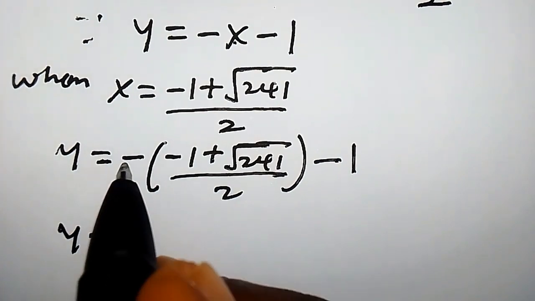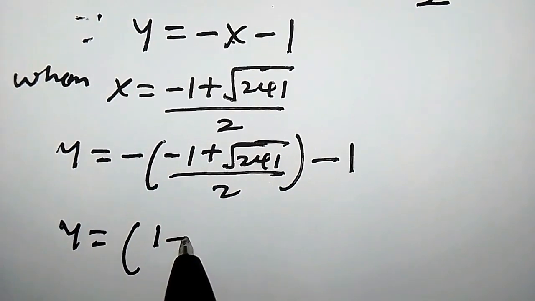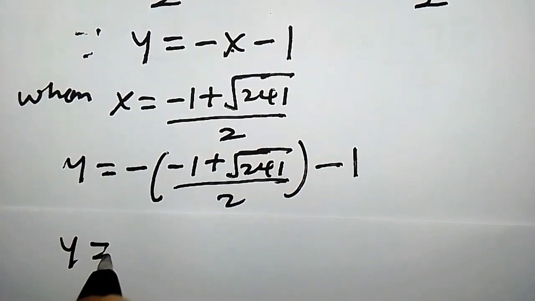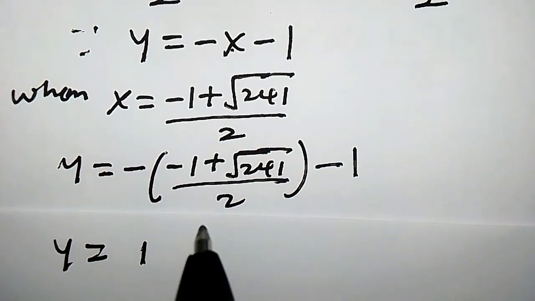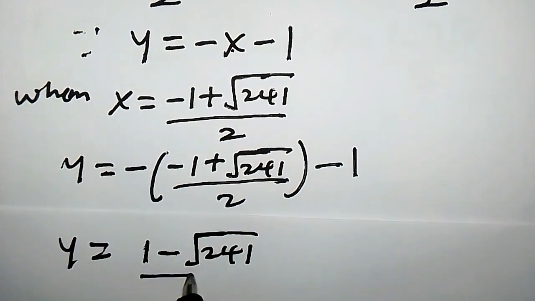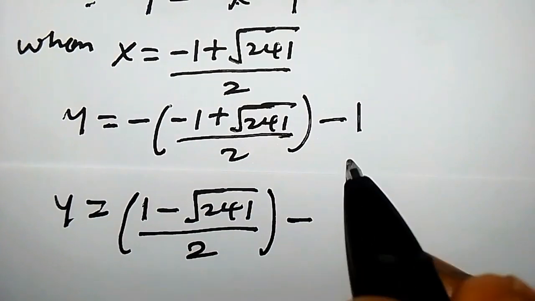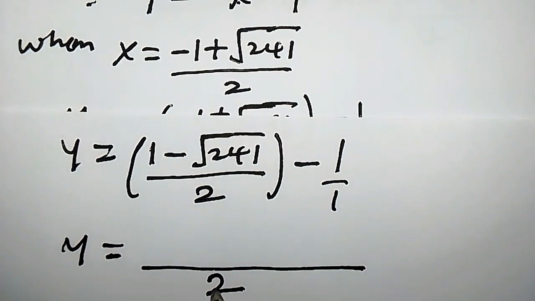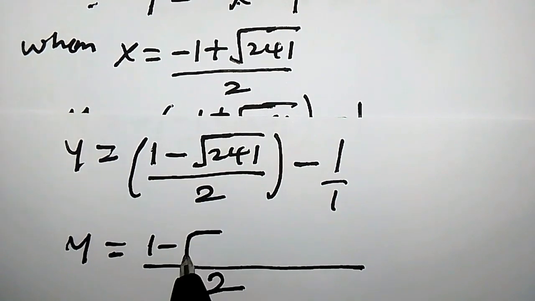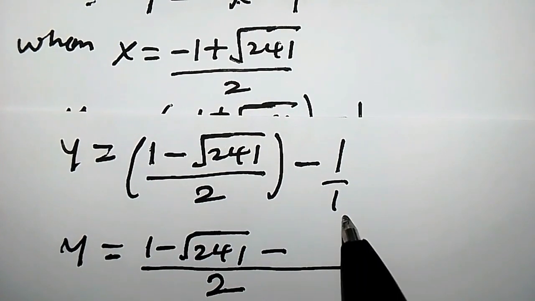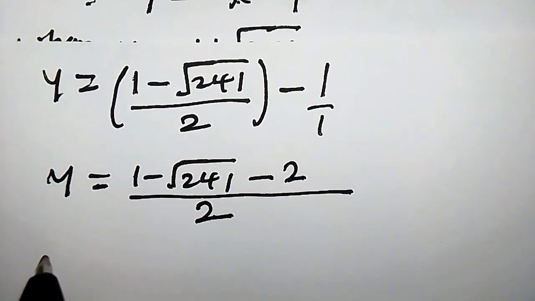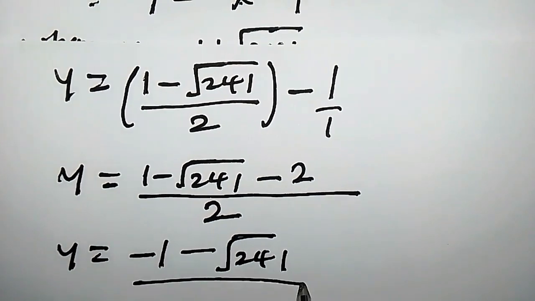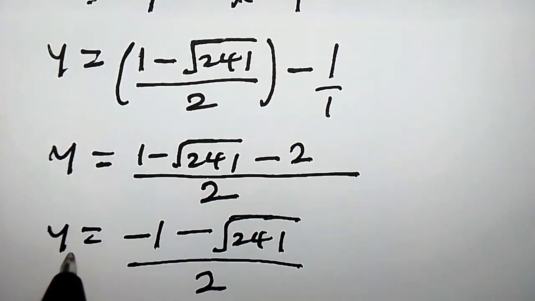Y is equal to minus times minus 1, that is 1, minus times plus, that is minus root 241 divided by 2, minus 1. Let's put it in brackets, minus 1. Y is equal to, the LCM here is 2, so that will be 2 over 2, that is 1. 1 times this numerator, we have 1 minus root 241 minus 2, divided by 1 times 2, that is simply 2. So y is equal to 1 minus 2, that is negative 1, minus root 241 divided by 2.